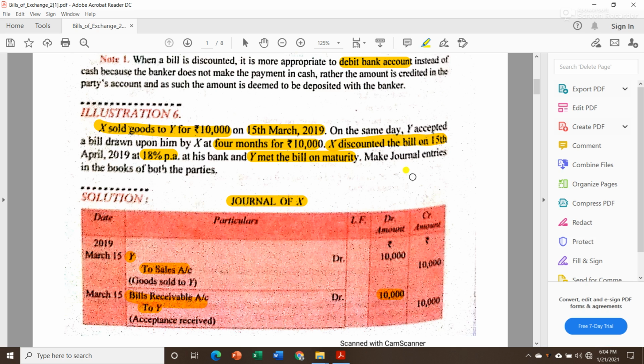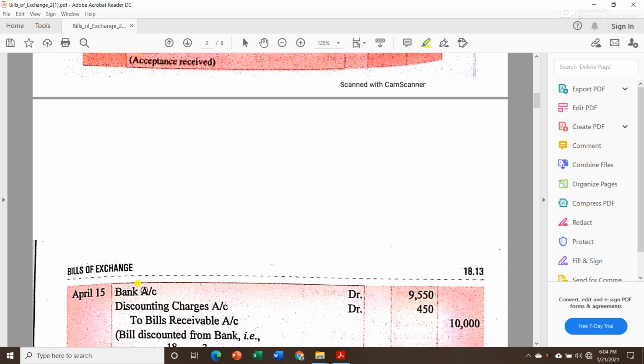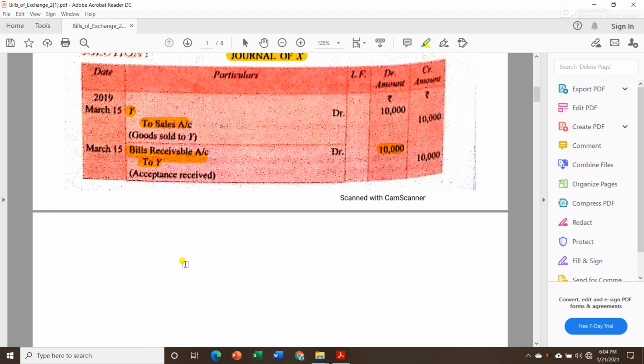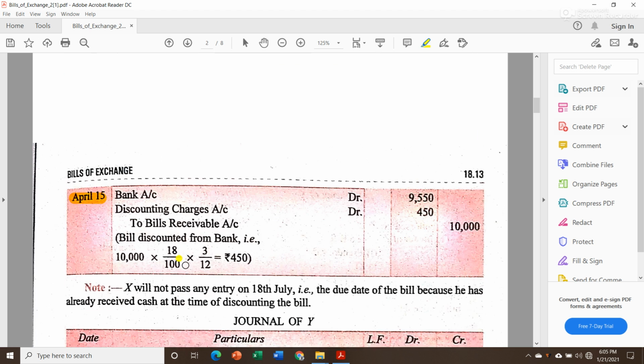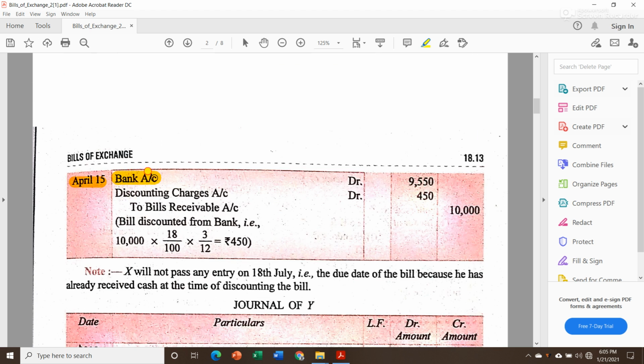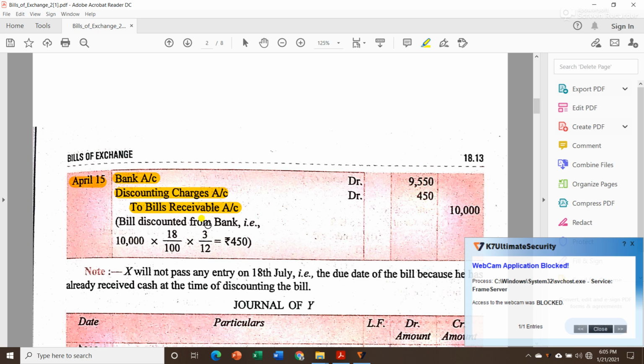Then at 4 months for 10,000, X discounted the bill, so we have to pass a journal entry in X's book for discounting this bill on 15 April, because that discounting took place on 15 April. So we will put the date as April 15. Now for discounting, the journal entry was bank account debit, discounting charges account debit, to bills receivable.